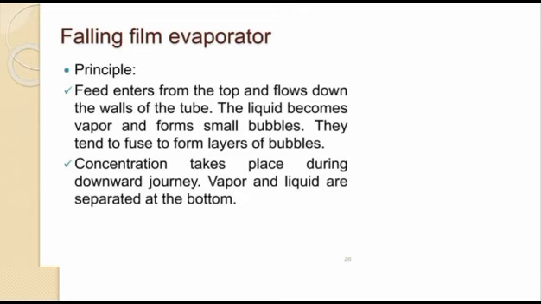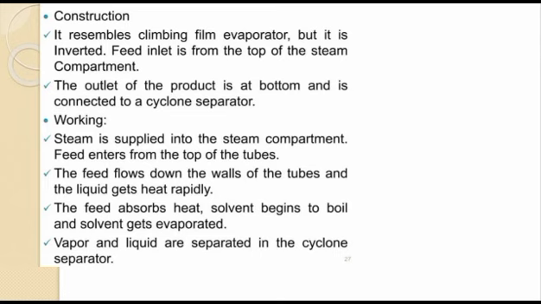Falling film evaporator. Principle: feed enters from the top and flows down on the wall of the tube. The liquid forms vapor and small bubbles, which tend to fuse and form a layer of film. Concentration takes place during downward flow, and vapor and liquid are separated at the bottom. Construction: it resembles the climbing film evaporator but is inverted, with the feed inlet at the top of the steam compartment. Steam has an outlet, and the product outlet is at the bottom, connected to a cyclone separator.